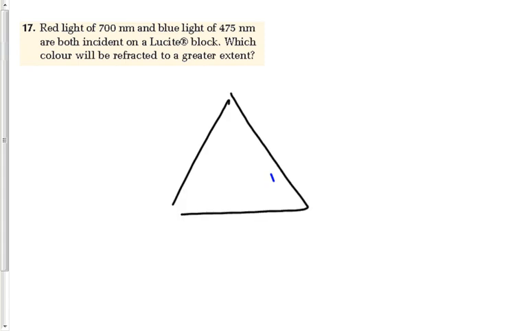We have red light and blue light incident on the lucite block. Let's say we have all colors of light incident on the lucite block. Here's all colors. What happens? Well, they split up because there's a different index of refraction for each different color. We know that red light bends the least, and violet light bends the most. So which color will be refracted to a greater extent? Violet. It's the one with the higher frequency, the lower wavelength, and the one that produces the bigger index of refraction.